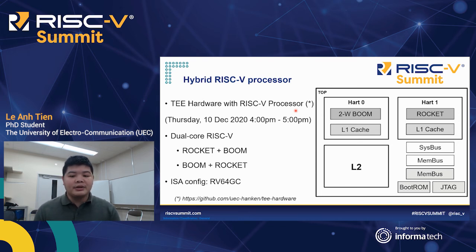The implementation procedure followed a trusted execution environment called Keystone, and was generated using the Rocket Chip generator and using the ISA config RV64GC. The BOOM core is a 64-bit 2-wide configuration, and the Rocket core is also a 64-bit in-order architecture.